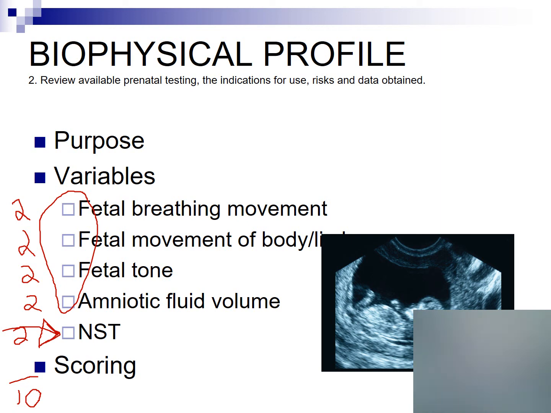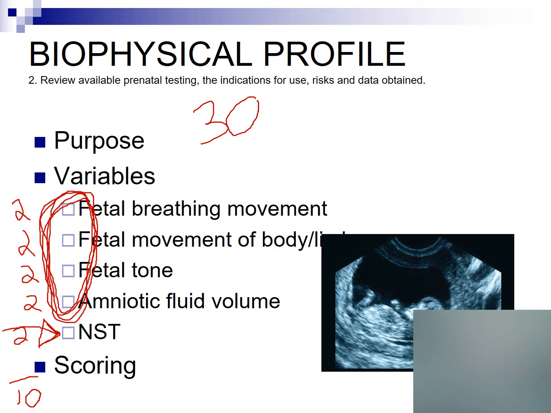Now, you should be familiar with these 5 variables because this is what is included in a biophysical profile. Exactly the measurement of it, I don't think you need to know. For example, for fetal breathing movement, that means that they should have at least one movement lasting 30 seconds or more within the 30 minutes of testing. So this sonogram may last for 30 minutes.